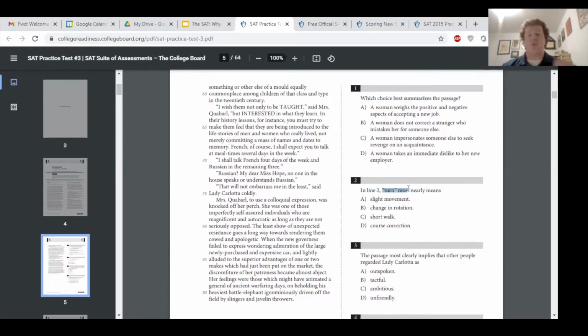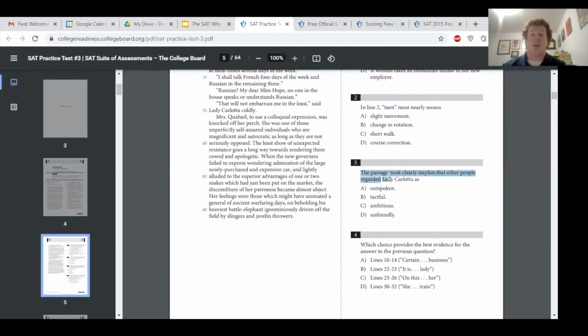Let's move on to number 2. In line 2, "turn" most nearly means. This is a great example of the specific question that I was just mentioning. These kinds of questions are asking us about vocabulary and context. They give us a word or a term, and they ask us what that means in the way that they use it. These are ones to prioritize because they're going to go quickly and be fairly straightforward to answer. Question number 2 is going to be a question we prioritize once we go through.